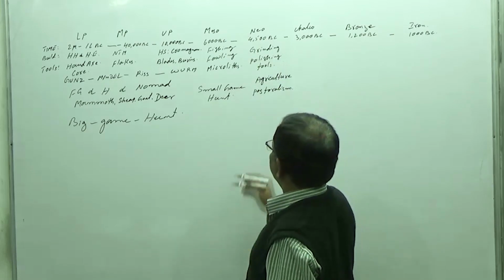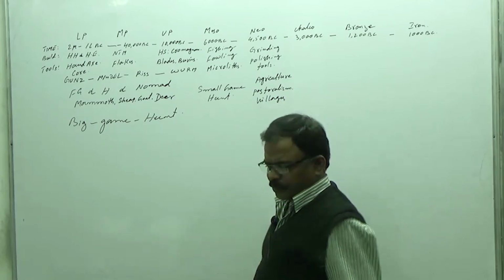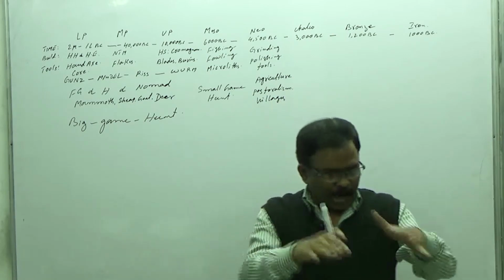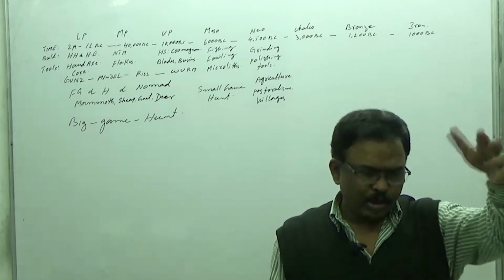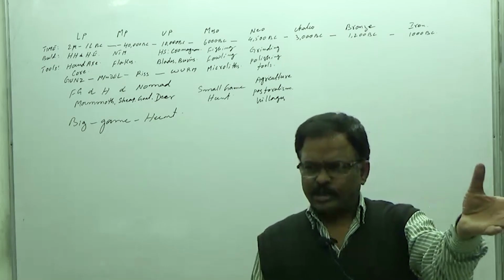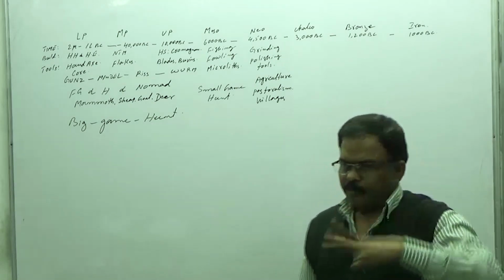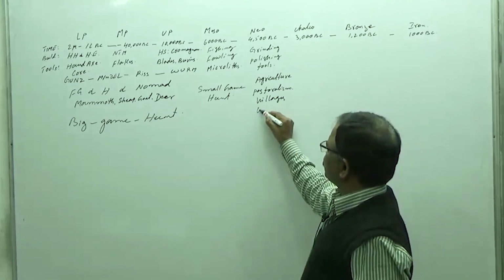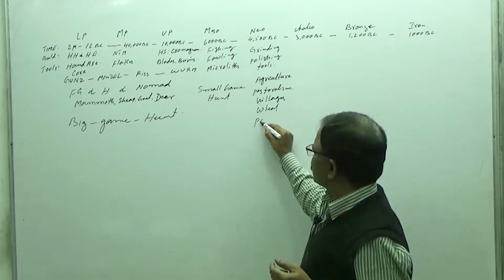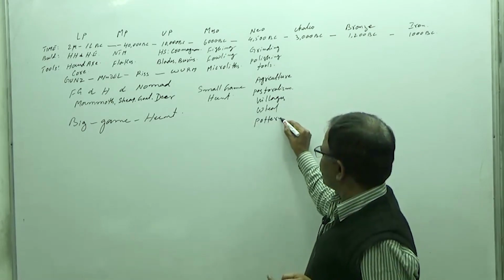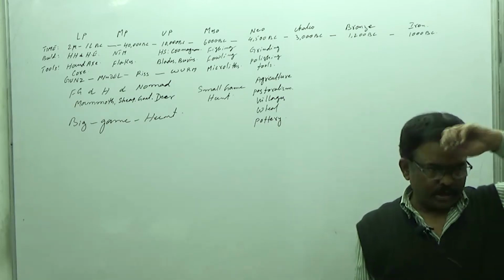Then not only this, villages. When man started sedentary life, a permanent life, then agriculture, then pastoral, along with that, village establishments also. Again, for the first time, the wheel and pottery also came into existence in Neolithic.